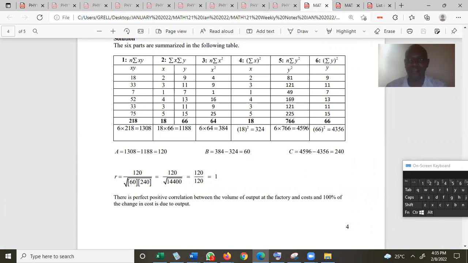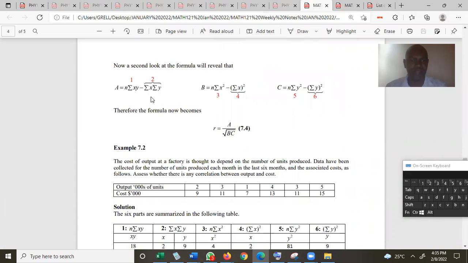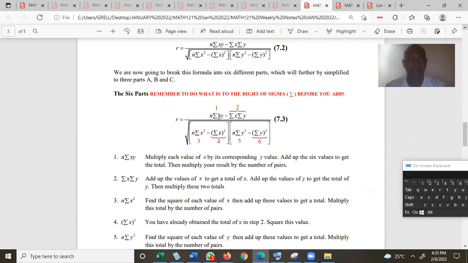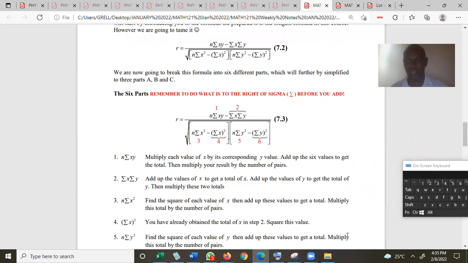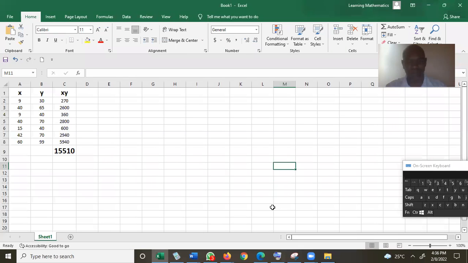N is 6 in this example. So that will give us the first number, all right, in the very long correlation by Pearson's formula. Okay. So after we have multiplied X by Y and we summed, then our sum of XY is 15510.